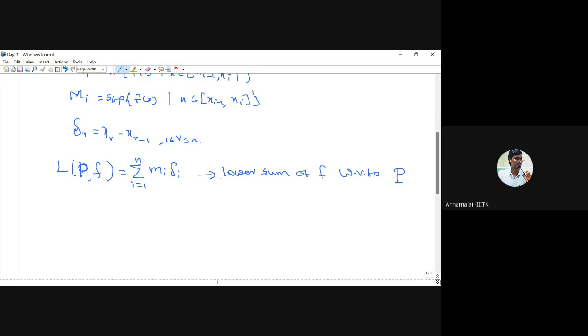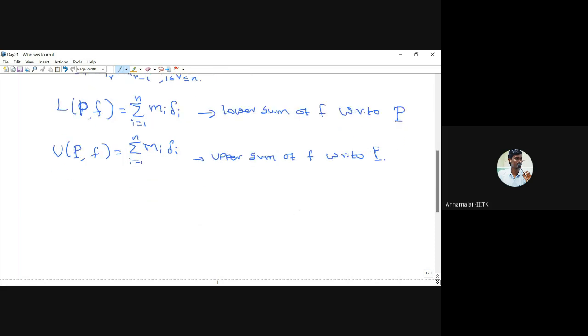Now we define the upper sum U(P, f). The upper sum of f with respect to the given partition P is the summation of capital Mi, that is the maximum value in the ith interval, times the length of the interval, where i equals 1 to n. So this is called the upper sum, the upper sum of f with respect to the given partition P.